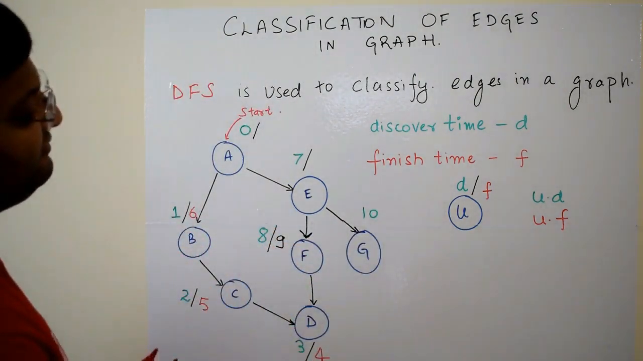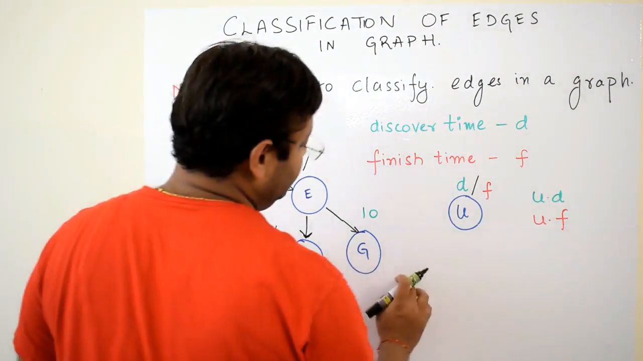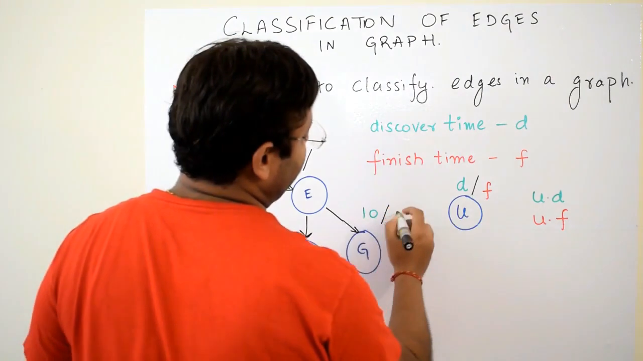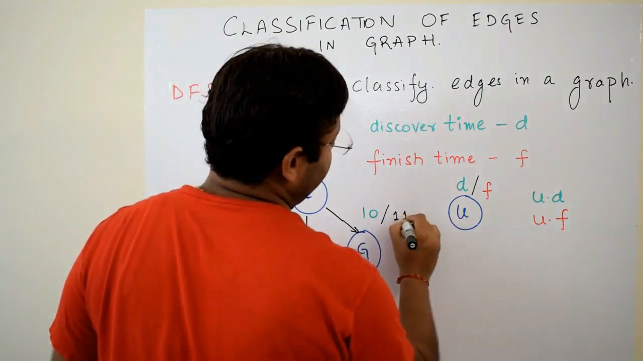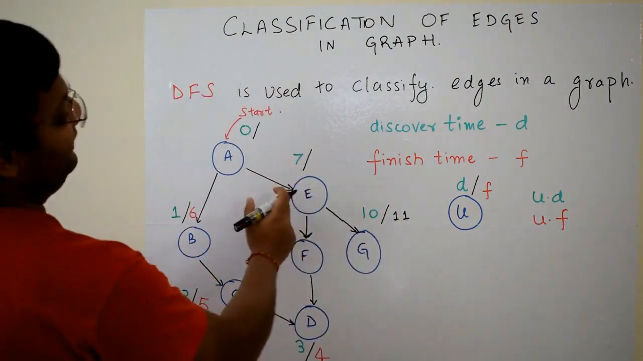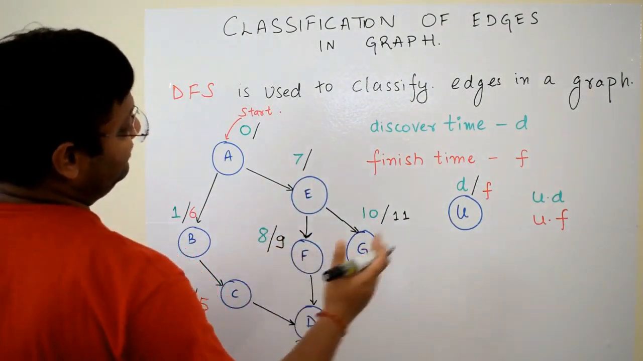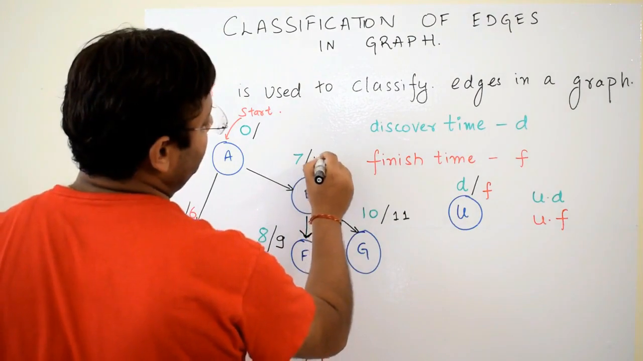Now what after discovering G? Are there any neighbors of G? No, there is nothing to be explored, so I'll backtrack. The finish time of G will be updated as 11. Now from G I'll backtrack to E. Is there anything else from E which needs to be explored? No. So I'll write here 12.